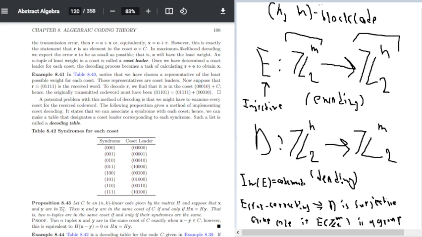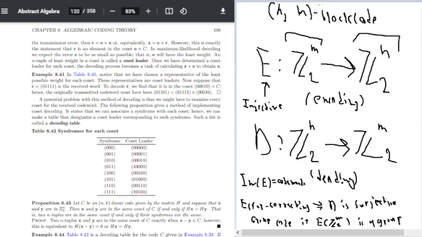In maximum likelihood decoding, we expect the error E to be as small as possible. That is, E will have the least weight. An n-tuple of least weight in a coset is called a coset leader. Once we have determined a coset leader for each coset, the decoding process becomes a task of calculating R plus E to obtain X. Example 8.41. In table 8.40, notice that we have chosen a representative of the least possible weight for each coset. These representatives are coset leaders.